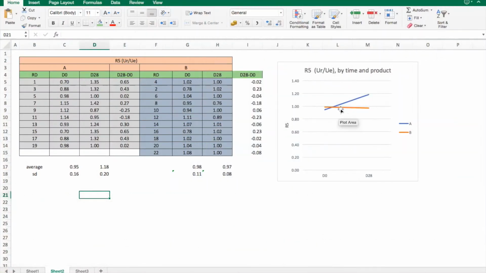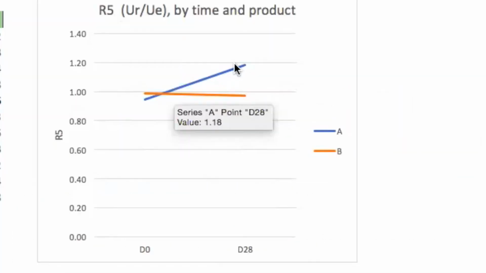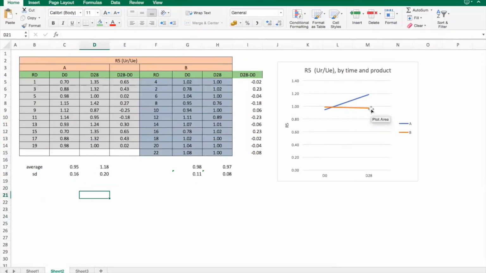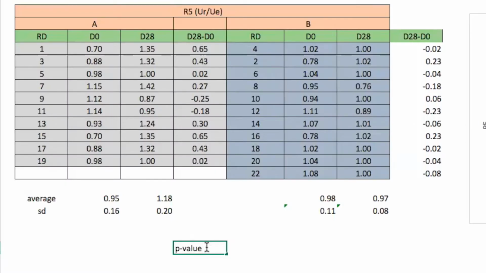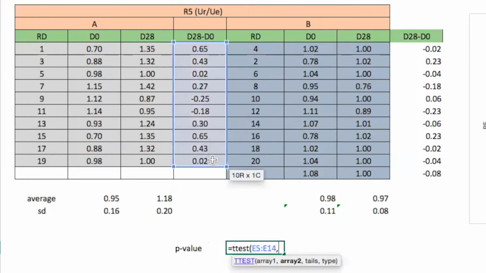Now that we have seen that for product A, R5 increased, while for product B, it remained fairly stable, we want to see whether the change was significantly different between the two groups. In other words, we want to compare this difference data versus this difference data. So to be able to do that, now we are looking for the p-value. It equals T-TEST. You select all these, comma, all these, comma, 2. The 2 means a two-tailed test, meaning that one could be better than this one, or this one could be better than this one, comma, 2.